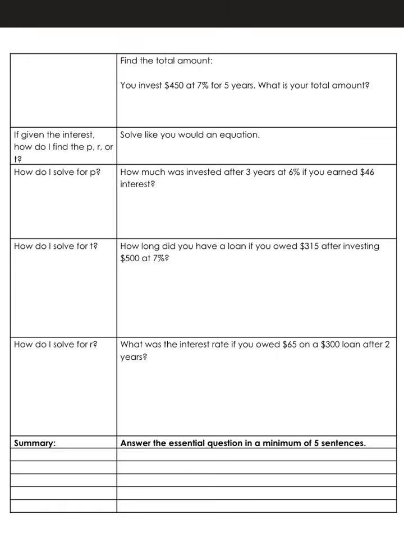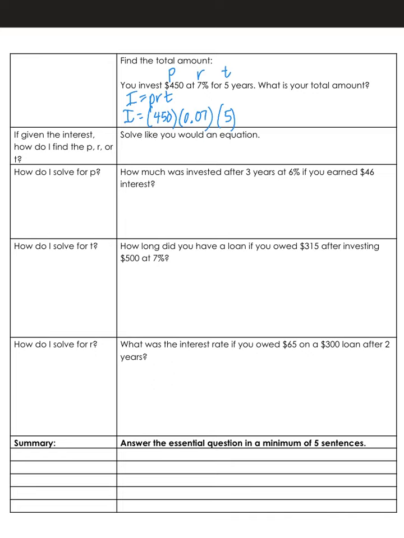Okay, so we're only going to do one example where we're finding the total amount, and it says you invest $450, so that is our principal amount, at 7%, so that's our rate, for 5 years, that's our T. What is your total amount? Let's go ahead and write I equals PRT. Okay, our P is 450. My R I cannot write like that, so I need to change it to a decimal, and when you do, you get 0.07. And then our time is 5 years.